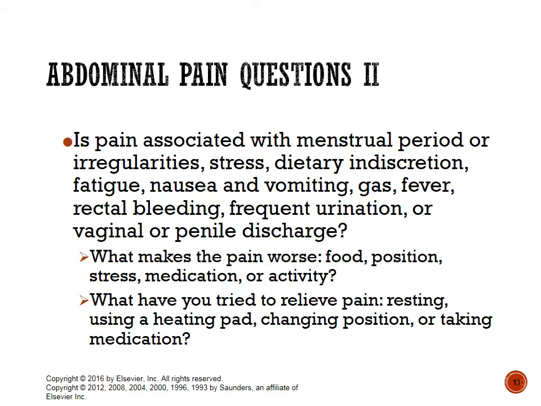Also, we need to, once again, look at what makes the pain worse: food, position, stress, medication, or just getting up and moving around. We do need to look at the difference between acute pain, something that could be like appendicitis, a gallbladder attack, maybe even a bowel obstruction, or is this something chronic, something that's been lasting for quite a while? That's going to be more like our gastric ulcers, duodenal ulcers, anything like that.